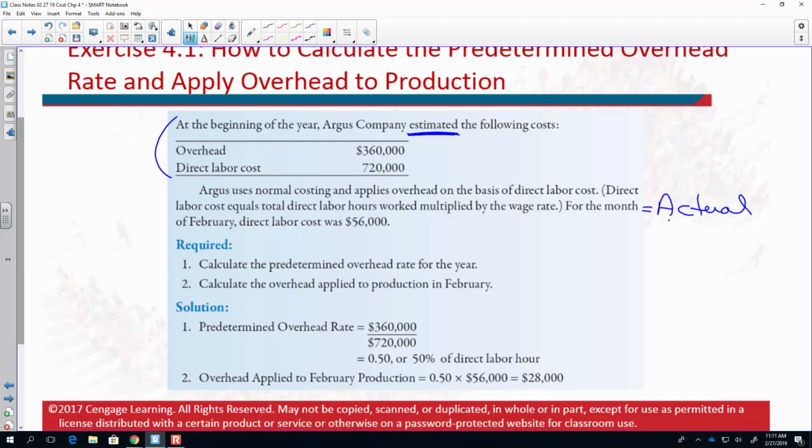Talks about the estimate before the year starts, right? What's that going to be used for? To come up with what? A rate. Our predetermined overhead rate, yeah. Step 1. You need this for step 1. Every problem for this chapter, you have to do step 1 before you do anything, which is to come up with that predetermined overhead rate.